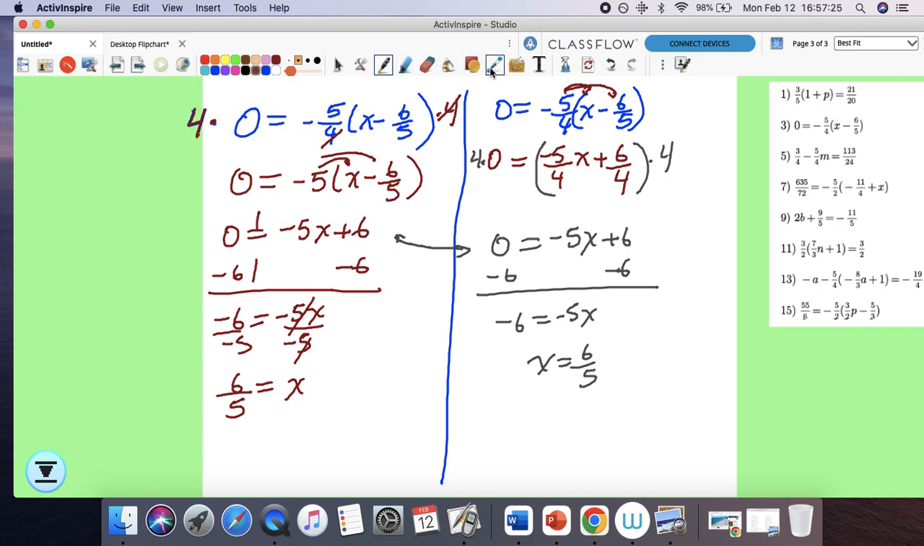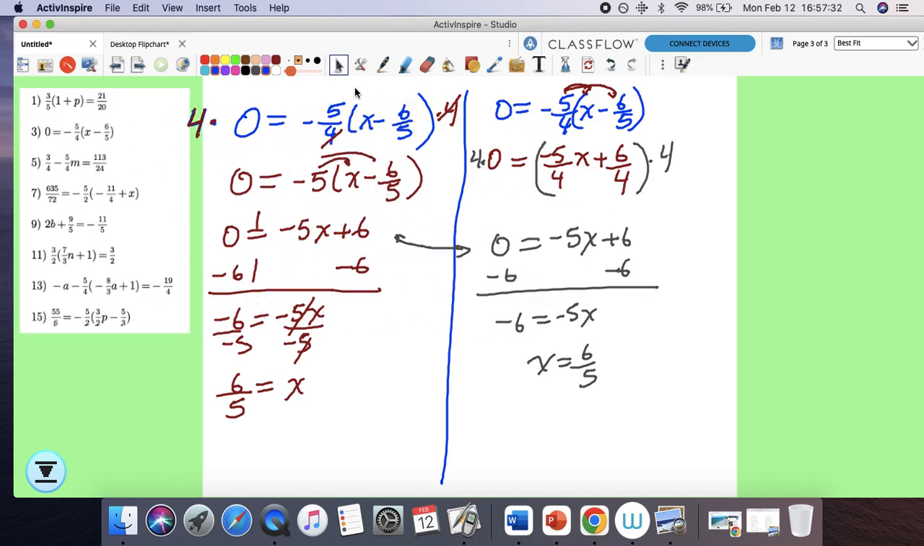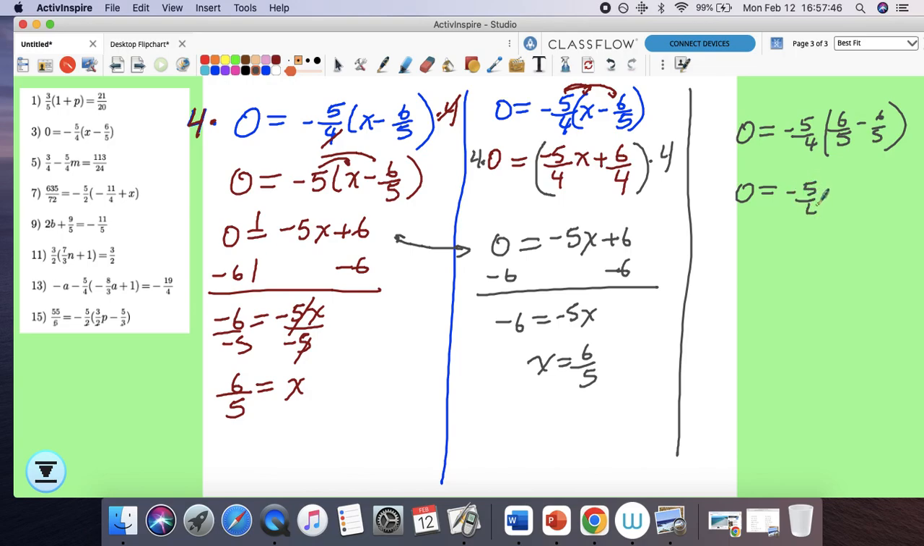Our check. Well, if I do our check, I'm going to get 0. So here's my check. 0 equals negative 5 over 4, and then instead of that x, I'm going to put 6 over 5 minus 6 over 5. Oh, this one's easy. 6 over 5 minus 6 over 5 is just 0. So 0 equals, and negative 5 over 4 times 0 is just 0. So we are good.